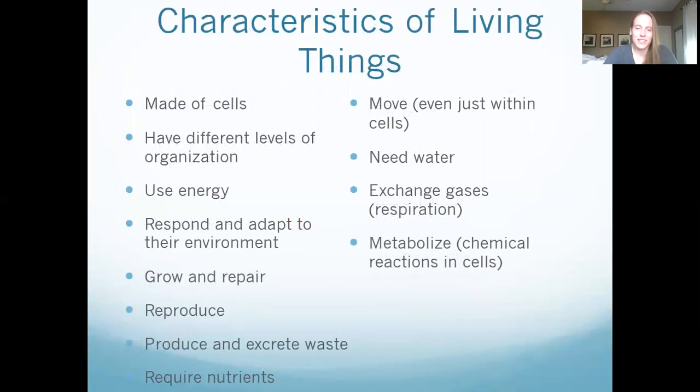Okay, these are the characteristics of all living things. In order to be classified as a living thing, that thing must meet all of these criteria. If it just meets most but not all, then it's not living. So all living things are made of cells. They have different levels of organization, and what we mean by that is that you have cells, and then those cells form tissues, and those tissues form organs, and those organs form organ systems. So those are different levels of organization.